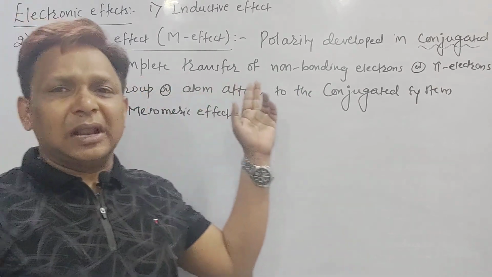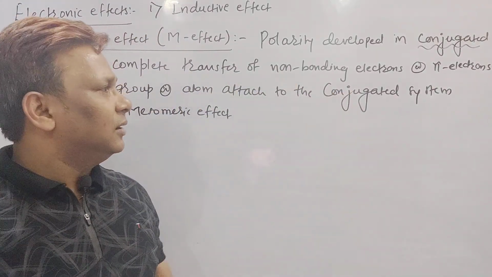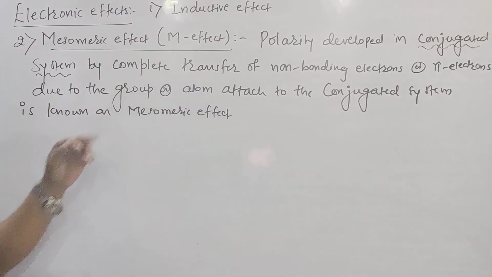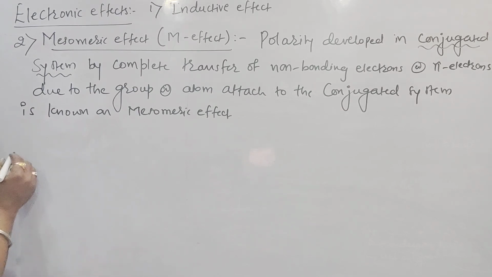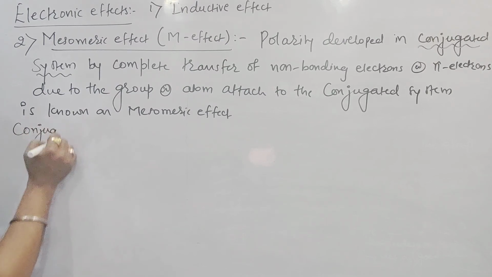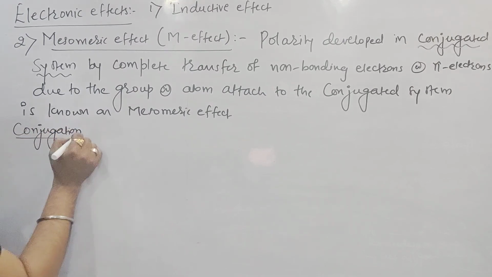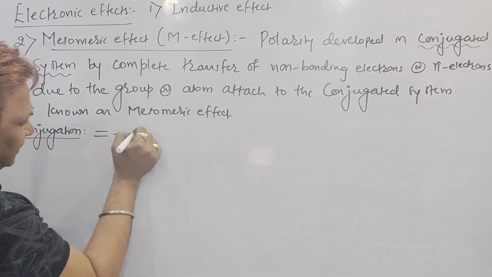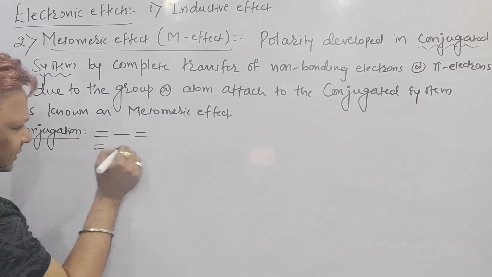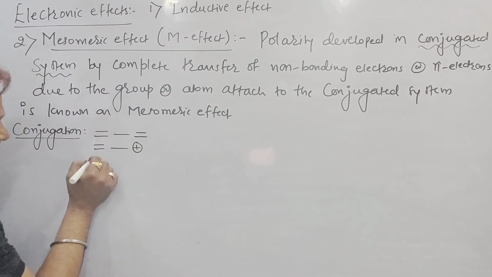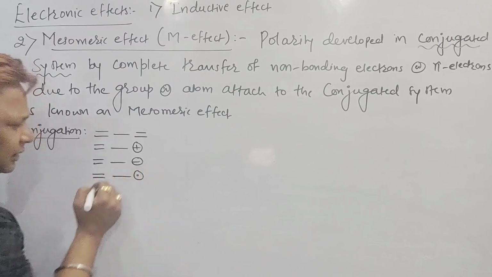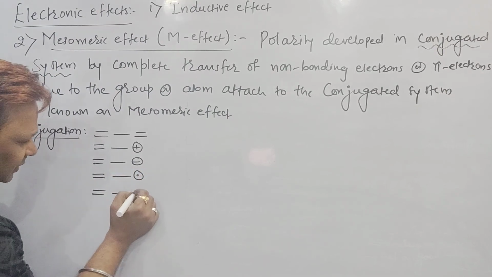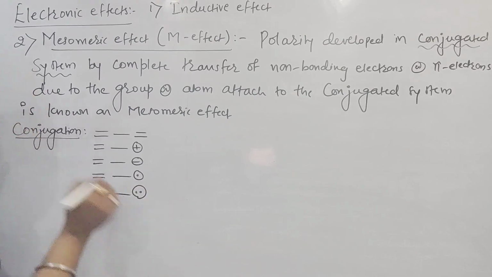conjugated system how the complete transfer of non-bonding electrons or pi electrons takes place due to the group or the atom attached to the conjugated system. Example, I want to show you better. So what is meant by conjugation? This is the part, remember better. Conjugation or conjugated system means what? Beta, pi sigma pi conjugation, pi sigma positive charge conjugation, pi sigma negative charge conjugation, pi sigma radical conjugation, pi sigma, and this is a lone pair conjugation.